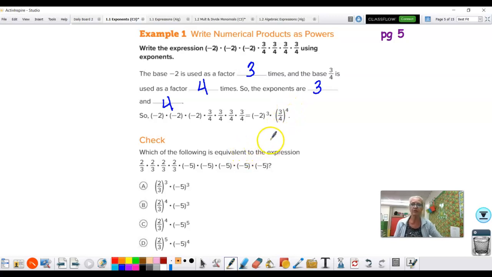So for the check, which of the following is equivalent to the expression? Well, there are 1, 2, 3, 4 2/3. So right away, we know it's got to be either B or C. Those are the only ones that have a 4 on the 2/3. But let's count the 5's. -5, 1, 2, 3, 4, 5 of those. So that would mean that C is the correct answer because -5 to the 5th power.